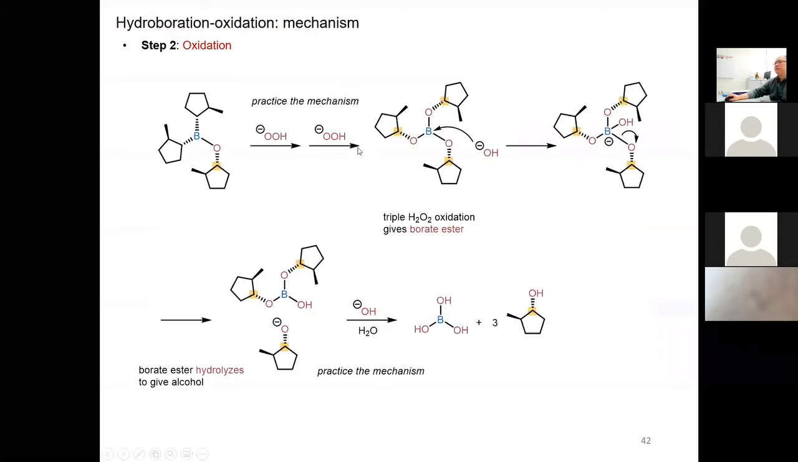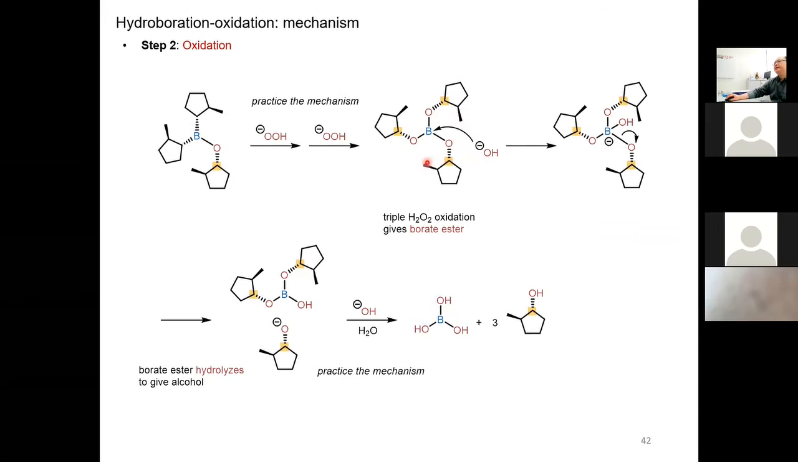addition, as we mentioned. And then you can imagine this process will happen 3 times because we have the 3 C-B bonds, okay? The second time, the third time. Now you get the borate ester, all right? Then the borate ester will eventually become the alcohol to release this alcohol, all right?